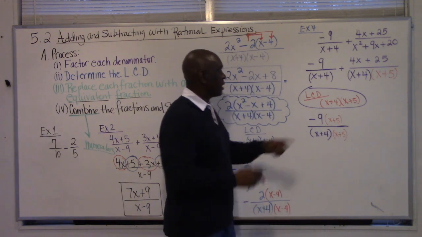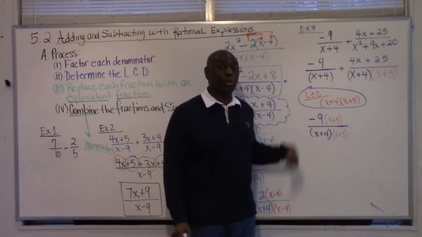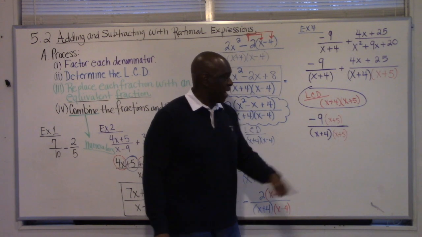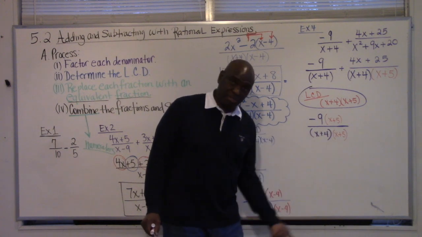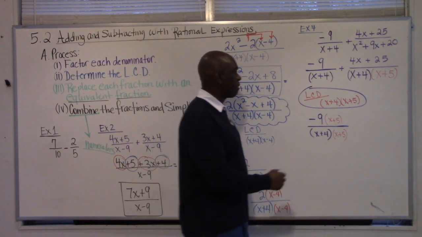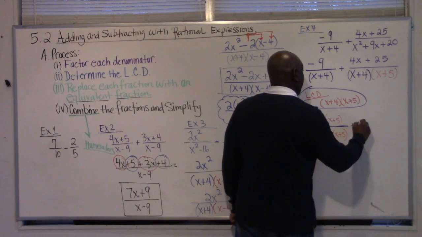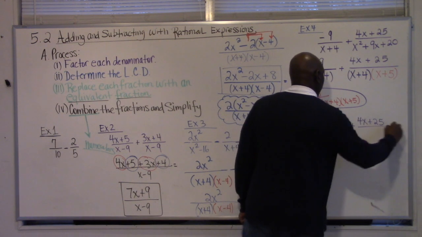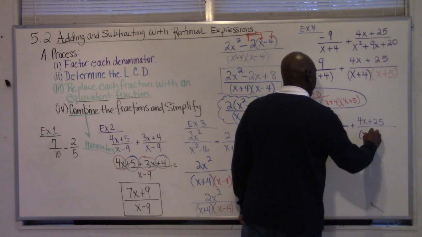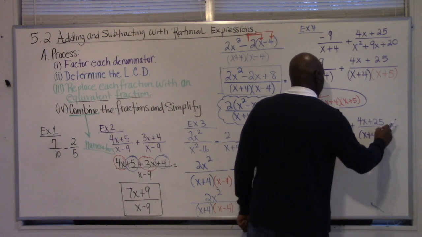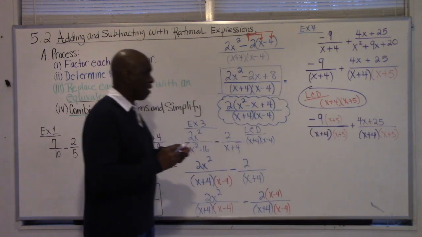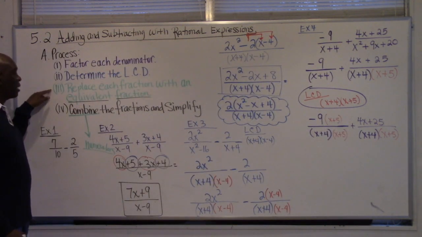In other words, you take negative 9 divided by x plus 4 and multiply it by 1. How do you write 1? You write it as x plus 5 divided by x plus 5. That's an equivalent fraction. Plus 4x plus 25 over x plus 4 times x plus 5. Very good. So we have step 3, our equivalent fractions working.